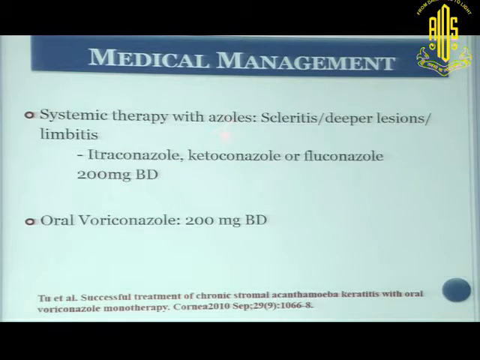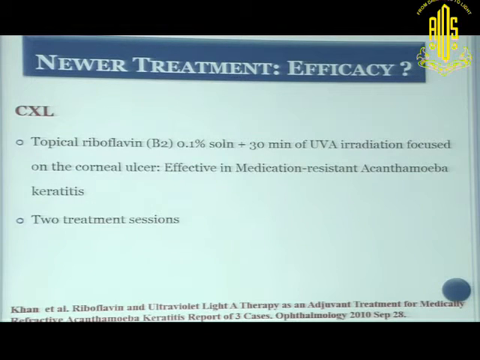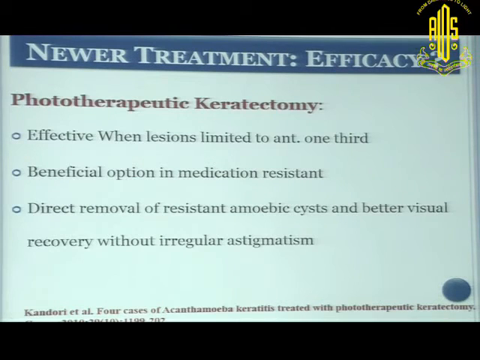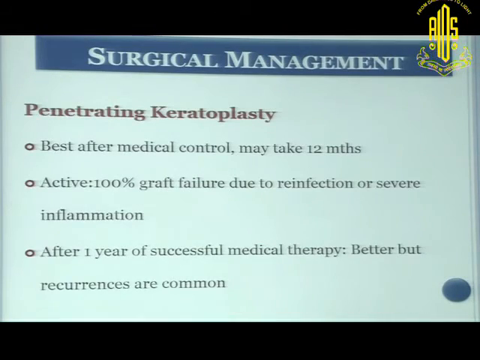Then, of course, in systemic therapy with azoles, voriconazole 200 milligram twice a day is quite effective. There are some newer treatments people have tried, collagen cross-linking, in order to burn the Acanthamoeba. But these are just one-off case reports, may be tried by somebody, but still it is not the gold standard. Then phototherapeutic keratectomy has also been found to be effective in a couple of case series, and one may think of trying it. And of course, in the end, if nothing works, then we have to do a therapeutic keratoplasty.